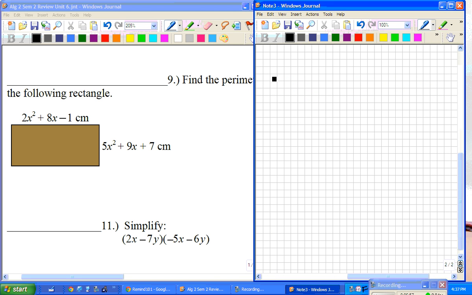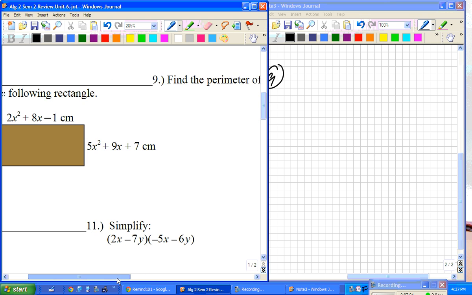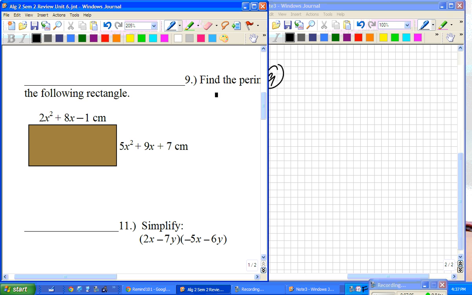All right, number 9. Now, number 9 is asking for the perimeter. Perimeter is all the area around. So perimeter, our opposite sides of a rectangle are the same. And when we're doing perimeter, you just don't go, oh, here and here, and I'm done. We have to go all the way around. So each side, we technically have 2 of them.